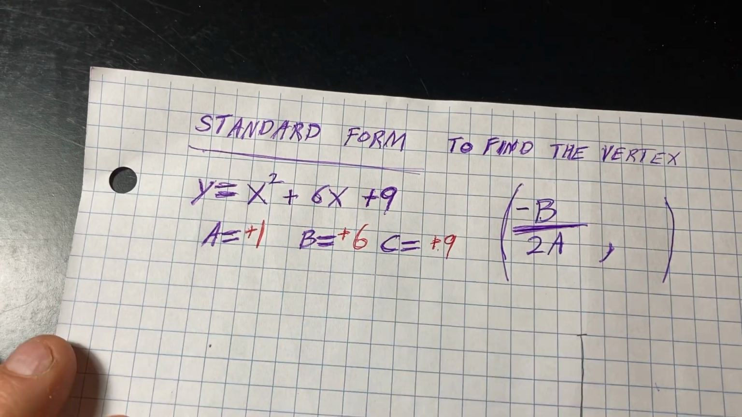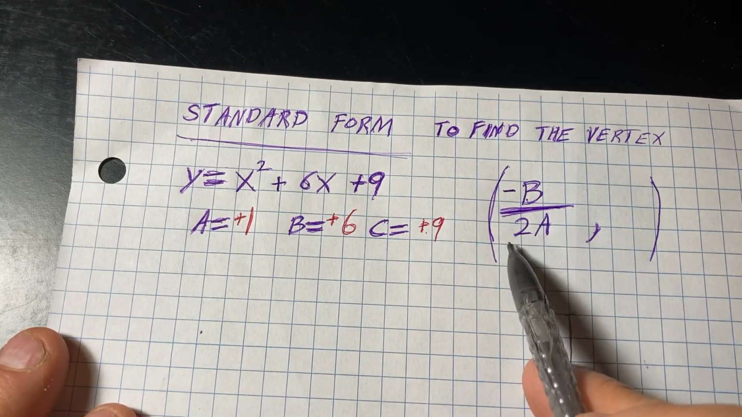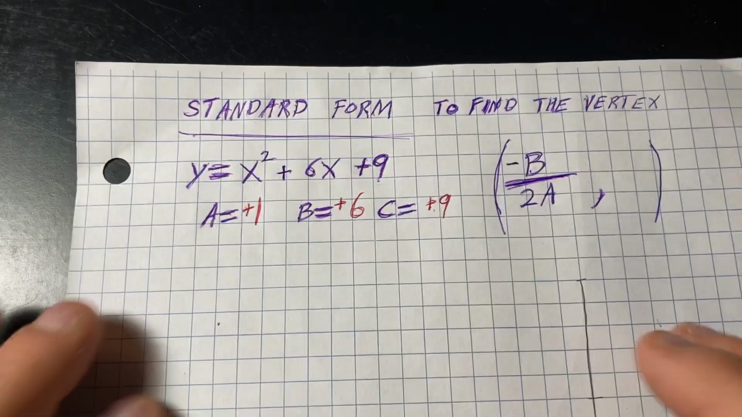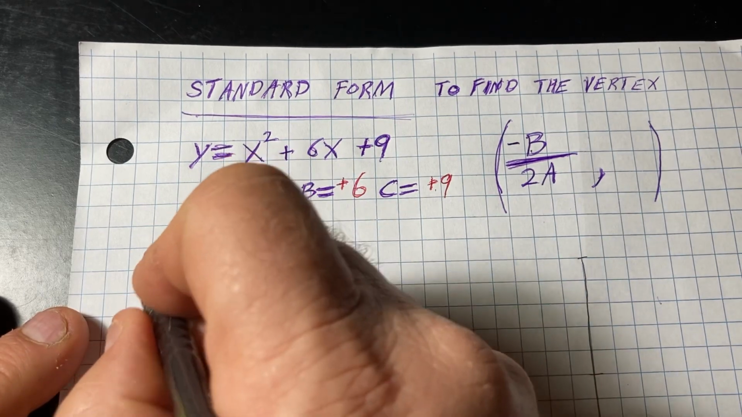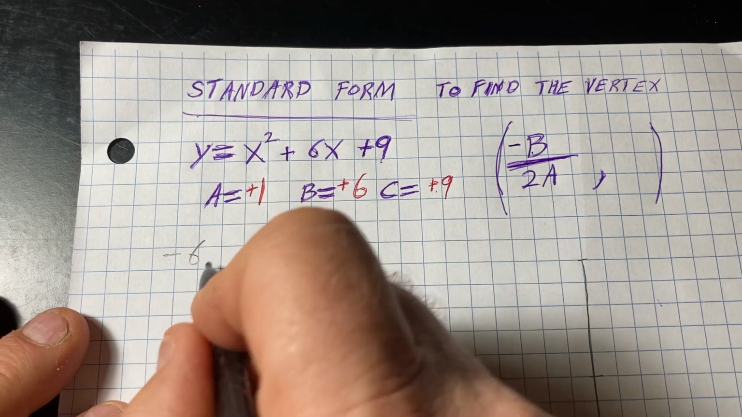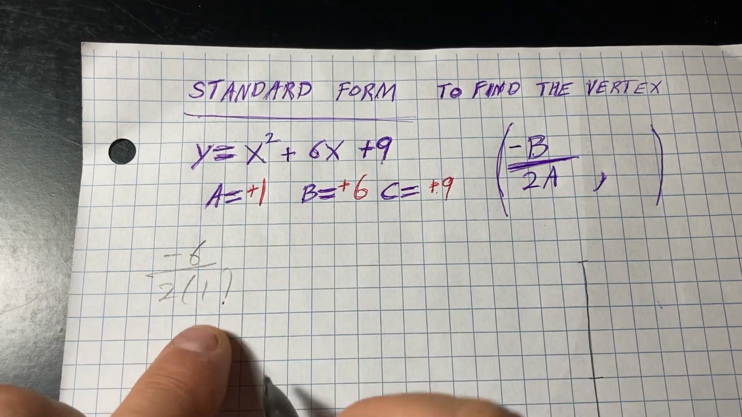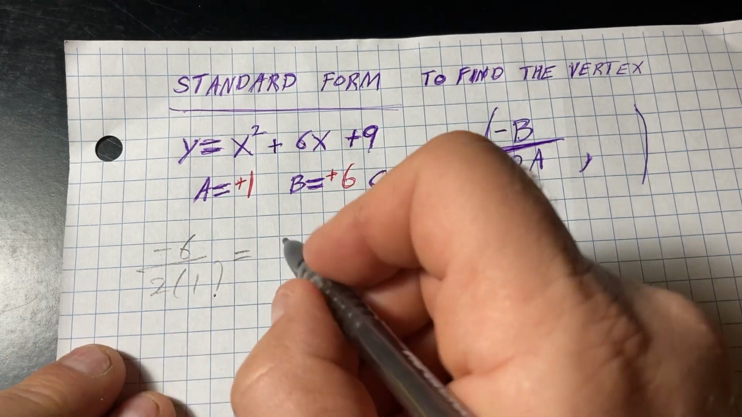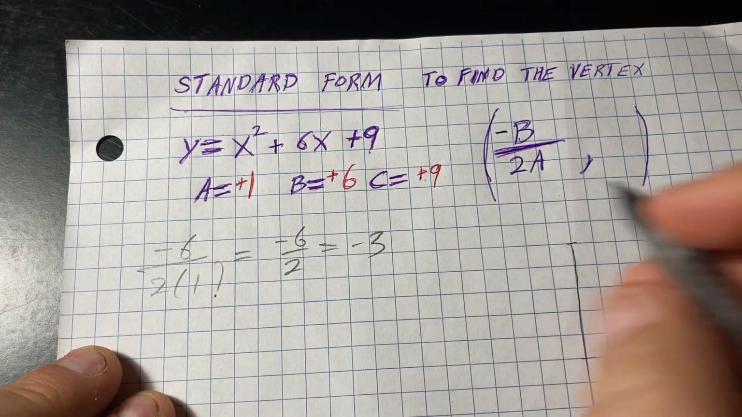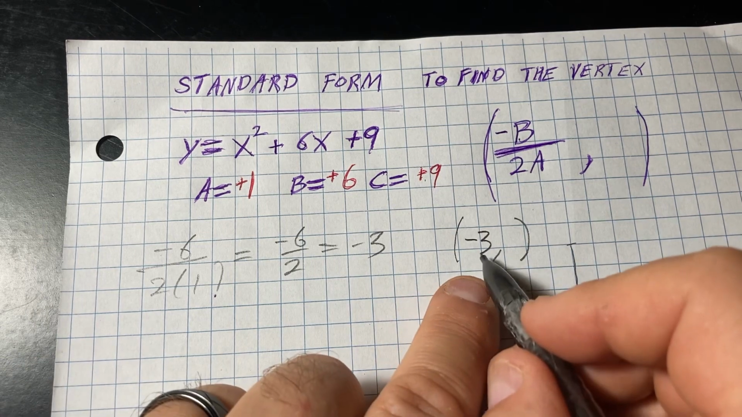There's my c. Okay, so to find the vertex, we're going to use negative b divided by 2a. That's how you find the value of x for the vertex. So I'm going to take negative b, so a negative, and my b is 6, divided by 2 times a. My value of a is a positive 1. When I simplify this, a negative 6 over 2 is a negative 3. So for my vertex, I know the x value is a negative 3.